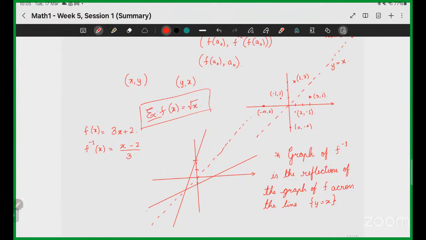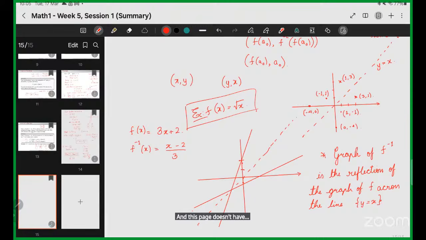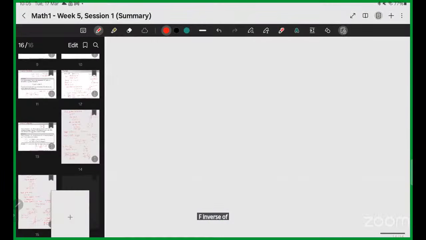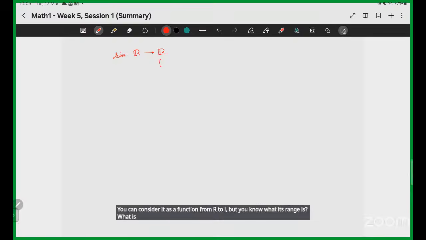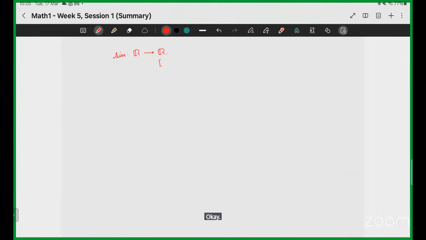Let's try to plot the graph of f inverse of x, sine inverse of x. Now, if I consider the function sine, you can consider it as a function from R to R, but you know what its range is. What is its range? Yes, -1 to 1.